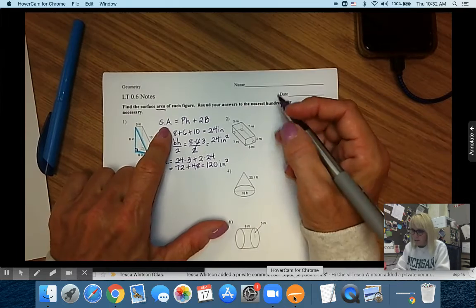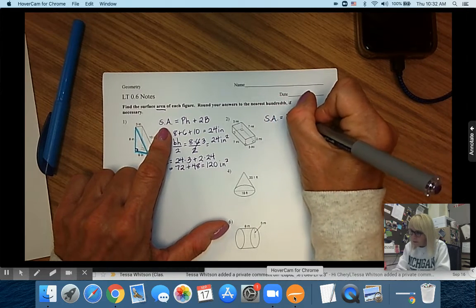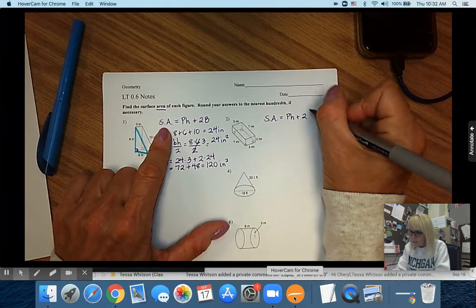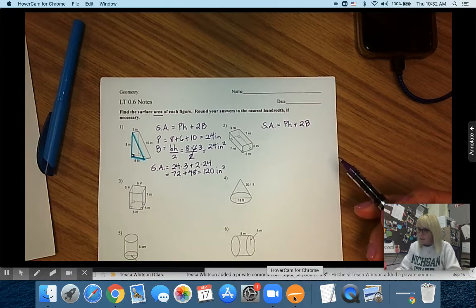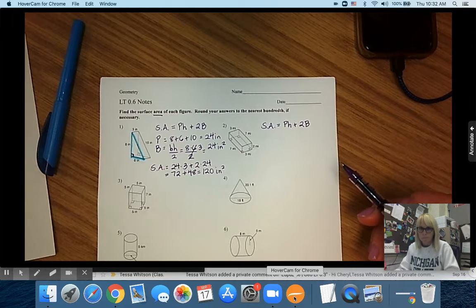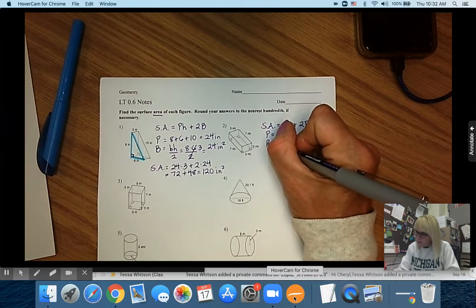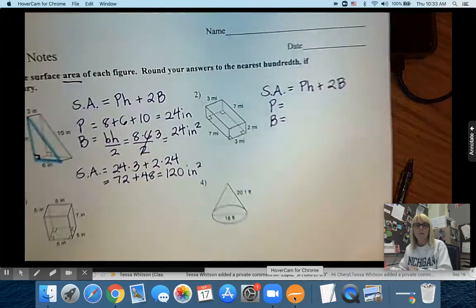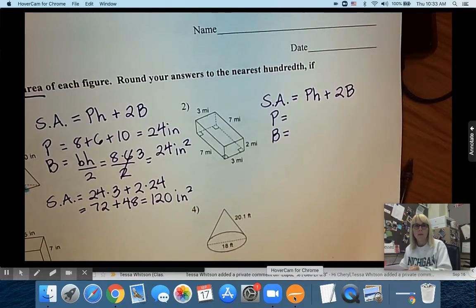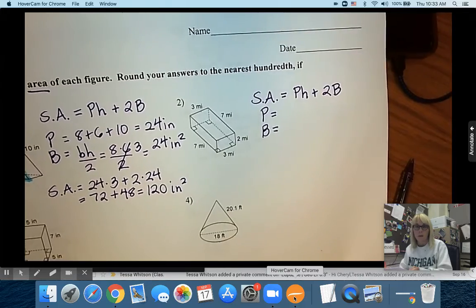So we're going to use the same formula that we used for the last prism, but this time the base is not a triangle, so it's going to make things a little different. This time the base is a rectangle. So we need to find the perimeter of our rectangle and the area of our rectangular base. So you might be asking yourself, well, how in the world do I know which rectangle to choose? There are 3 different rectangles in that picture.